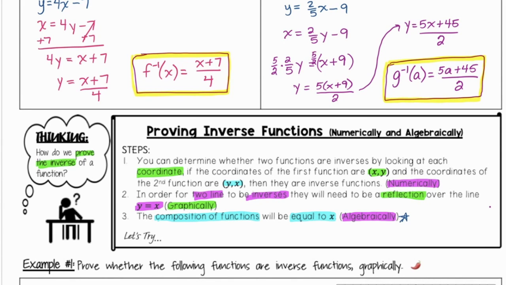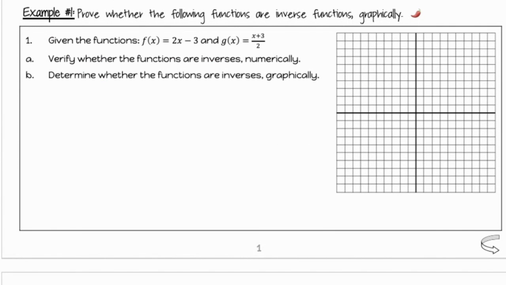So let's look at example number 1. For example number 1, we have to prove whether the following functions are inverse functions, and we're dealing with a graphical proof and also a numeric proof. Given the function f of x and g of x, verify whether the functions are inverses numerically. For this case, I'm going to input these functions into my calculator and look at the table to determine its ordered pairs and just compare based on that. So here's my first piece.